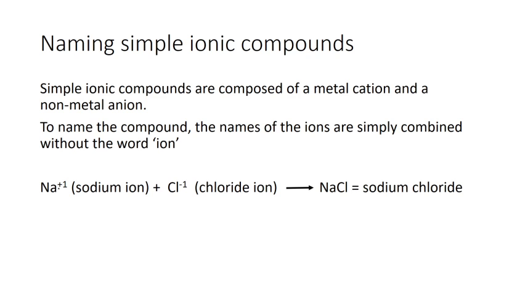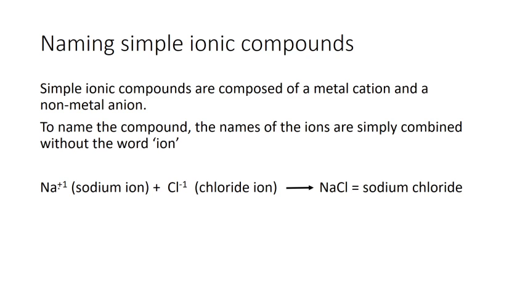So naming simple ionic compounds, pretty easy. To start off with, simple ionic compounds are compounds that are just composed of a metal cation and a non-metal ion. You've got two elements. One of them is a metal, it's going to be positive in its charge. One of them is a non-metal, it's going to have a negative charge.